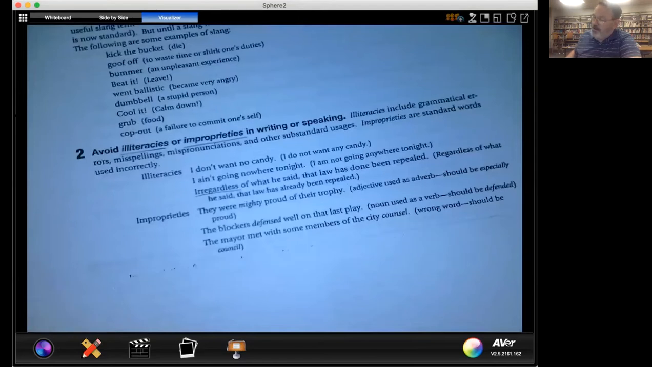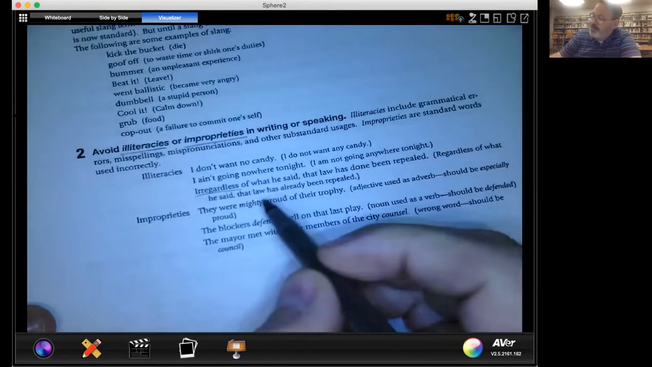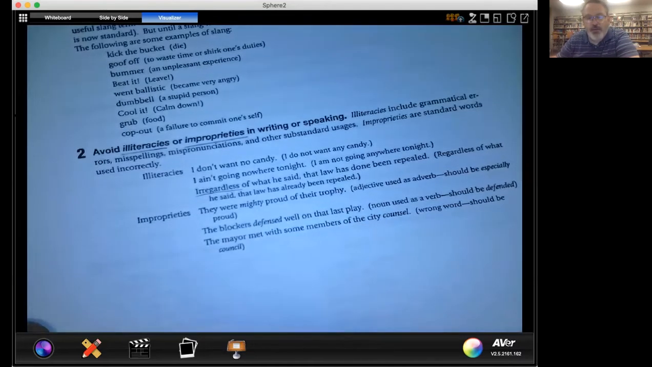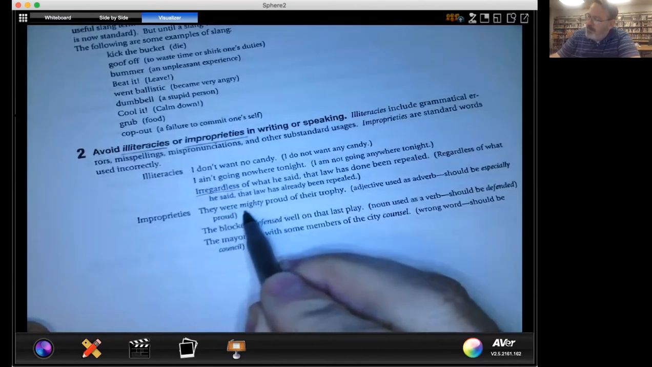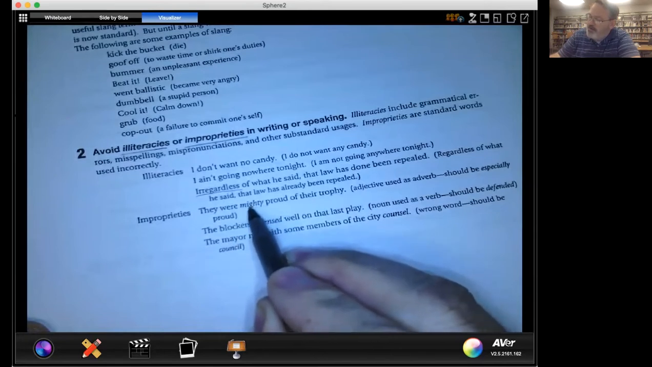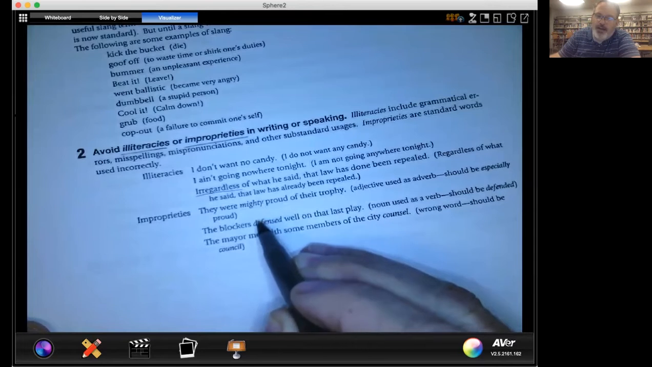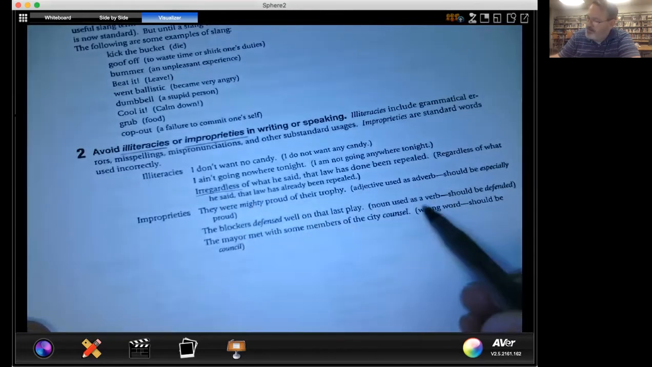Now, improprieties are correct words used incorrectly. They were mighty proud of their trophy. Now, mighty is an adjective. He was a mighty soldier. It's a word that describes a soldier's strength, right? But in this case, how proud were they? Mighty proud. That is a word that's describing another adjective, so it has to be an adverb in this case. And mighty can't be an adverb. Just because it ends with Y, people have decided to use it as an adverb, but it is not correct. It should be especially proud.